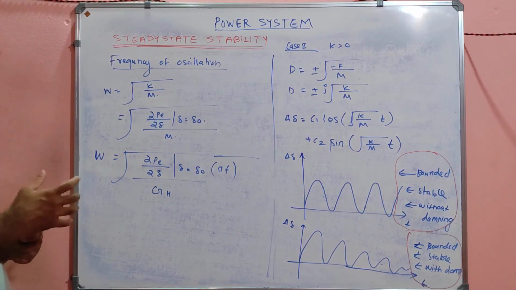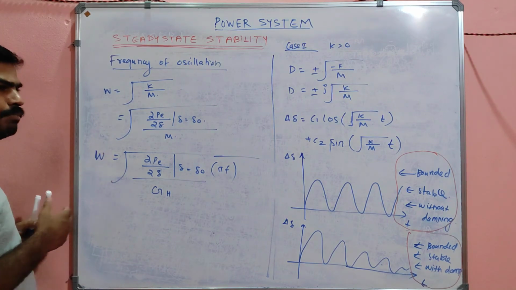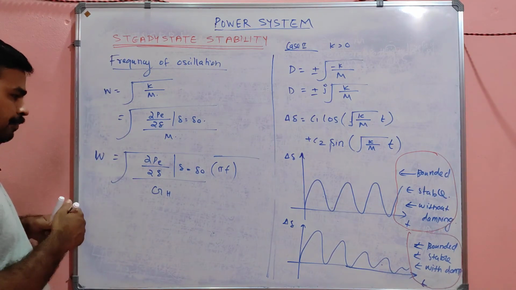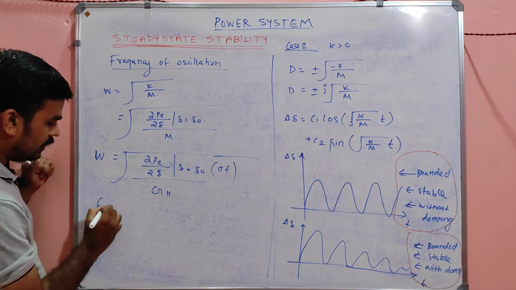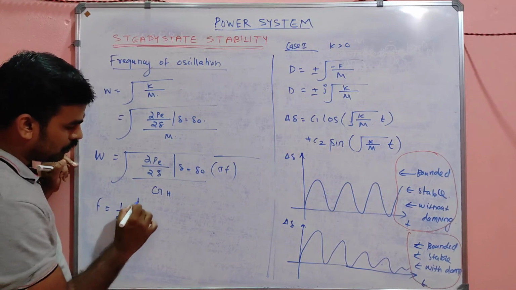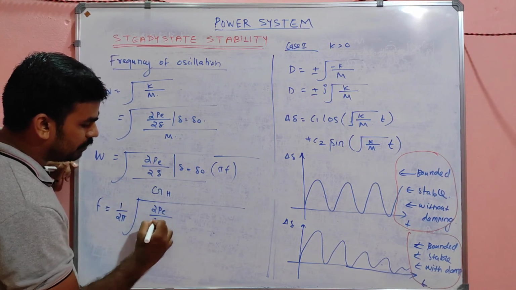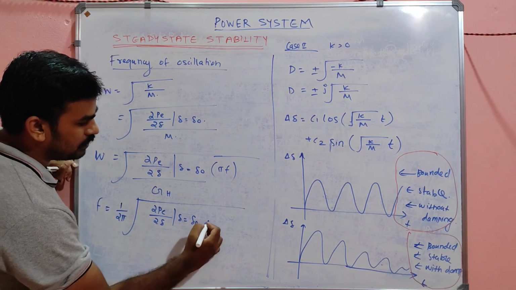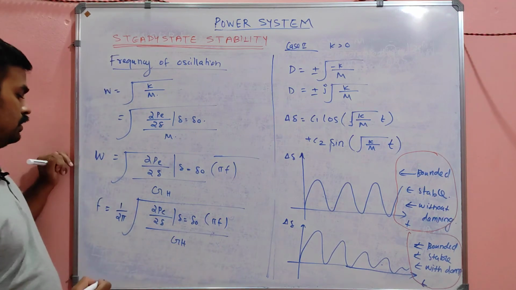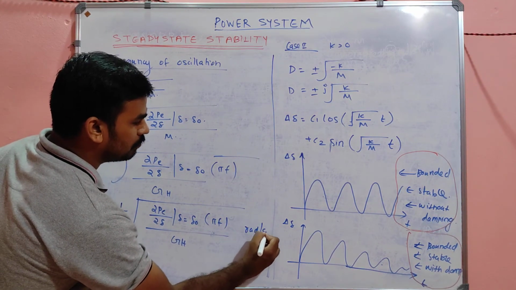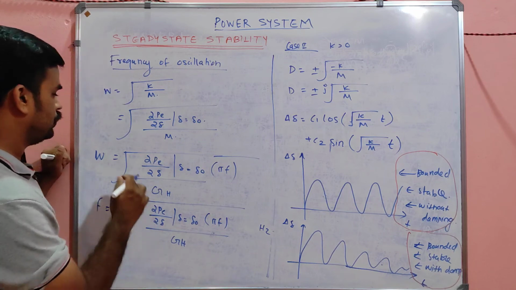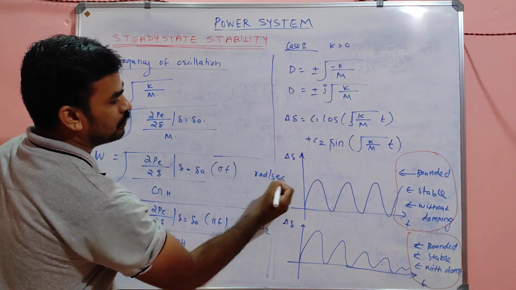If you know the omega value, that is the oscillation, then you can find the frequency simply, because omega equals 2 pi f. Simply 1 by 2 pi times omega will be the frequency. I will write that also. Then the frequency of oscillation in terms of hertz will be nothing but 1 by 2 pi root of dou P divided by dou delta at delta equal to delta 0 into pi f, whole divided by GH. The omega is in radian per second, and the frequency of oscillation will be in hertz.